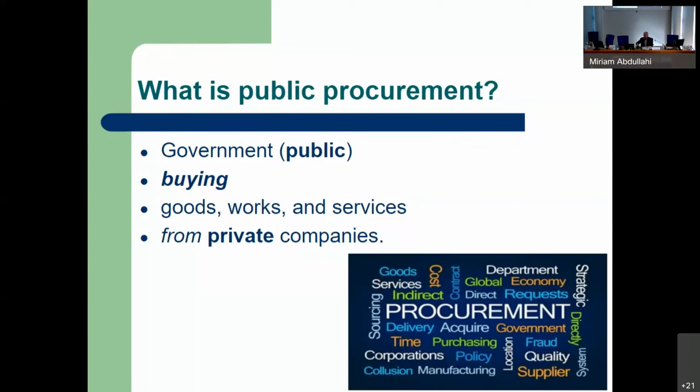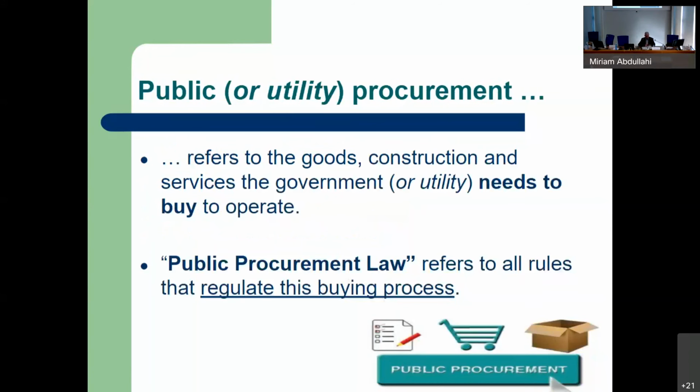Okay. Now, therefore, I summarize that public procurement refers to the goods, construction, and services the government or utility needs to buy to operate. Yeah? So the background here is that the government cannot operate, cannot function without buying, without procuring these things. And public procurement law regulates this process.